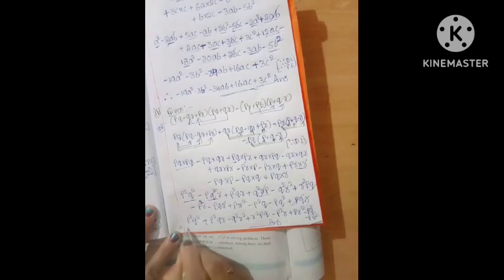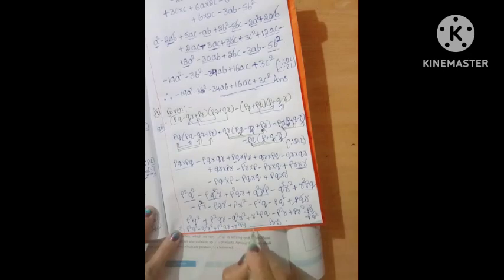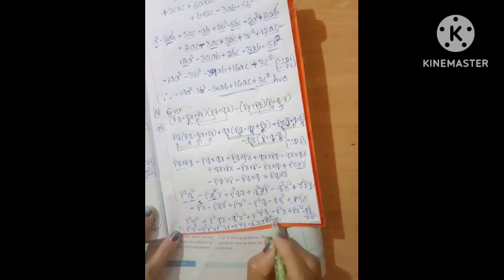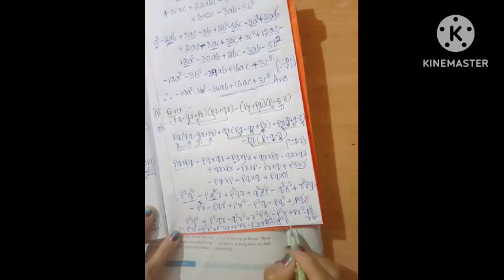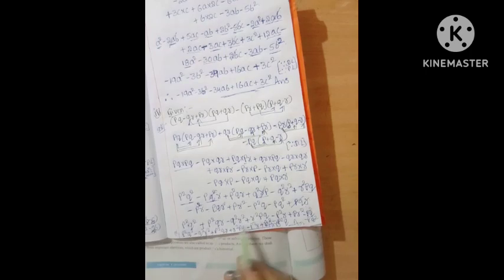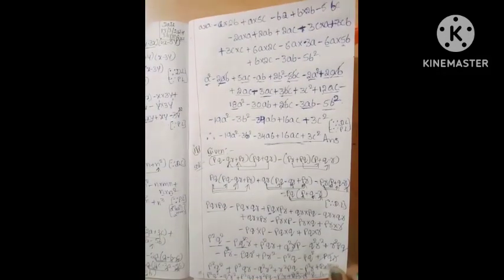Otherwise, also: P square Q square minus Q square R square plus P square QR plus R square PQ minus P square R plus PR square minus P square Q. First write these two squares, then these three terms, and lastly finally this one only. This is all of the problem's solution, the third bit is over.